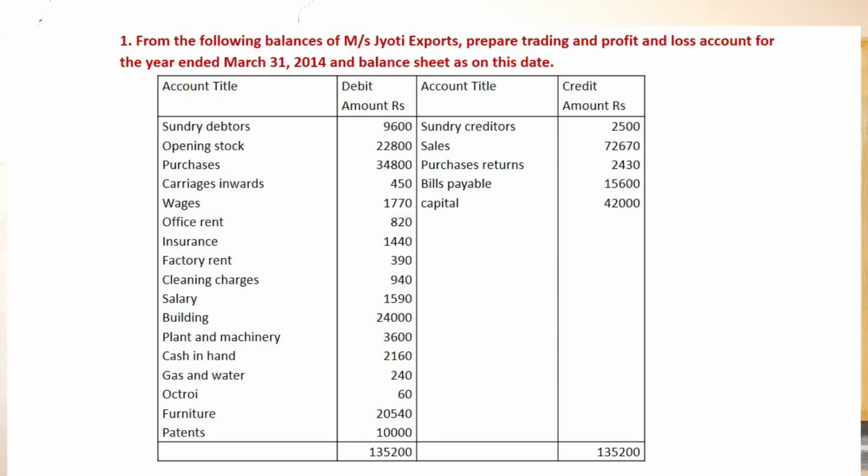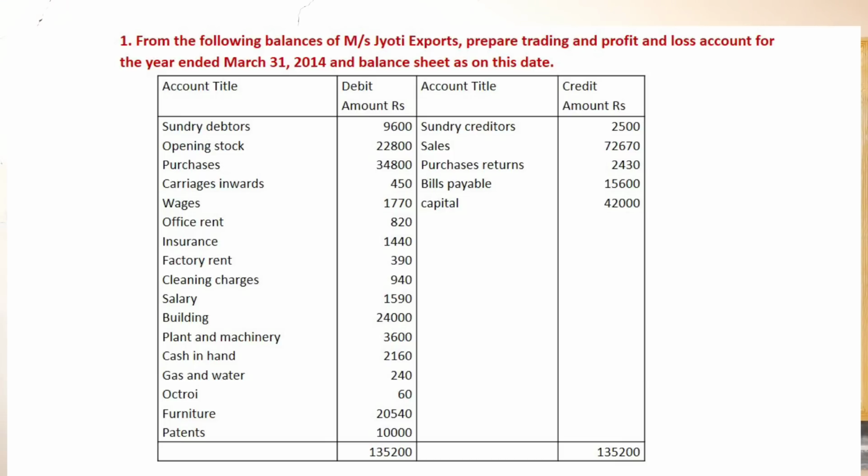From the following balances of Mrs. Jyoti Exports, prepare a trading and profit and loss account for the year ended 31st March 2014 and a balance sheet as on that date. Here the trial balance is given and the adjustments are also given. First I will read out the debit balances of the trial balance.